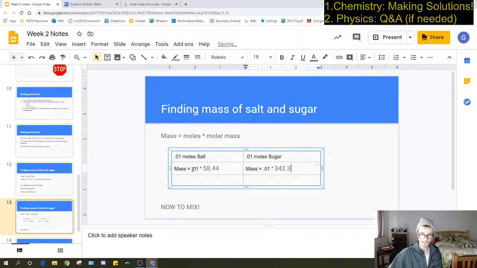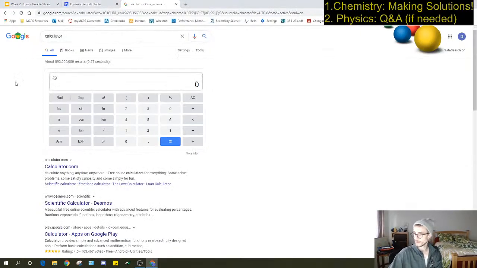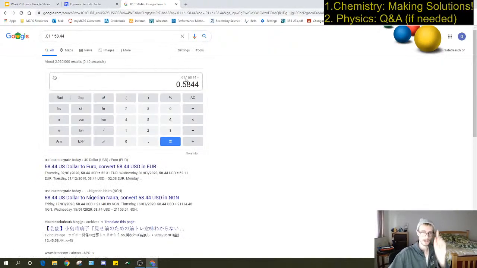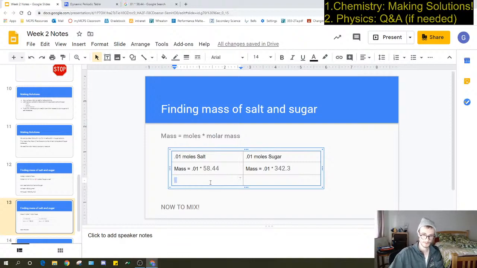Okay, so then I need to put this in my calculator, so I can copy it and slap it in the calculator app. Maybe I'll just Google it instead. Aha! There we are. So 0.5844. It's a pretty small number. That's grams. So half a gram. That's not very many grams. I might have picked too small of a number here.